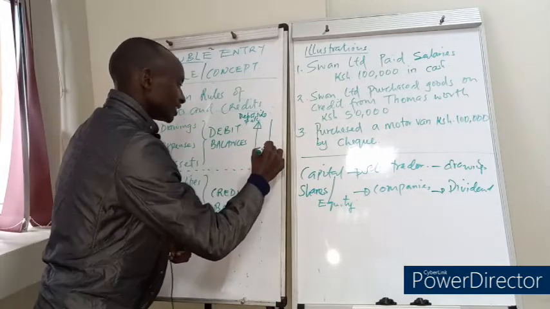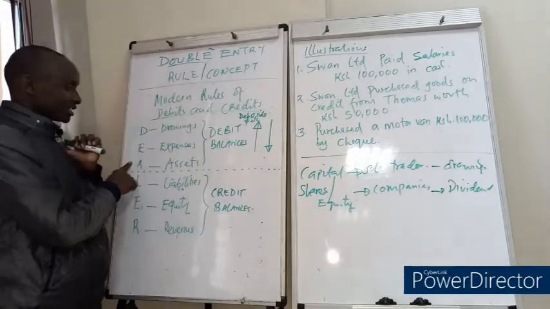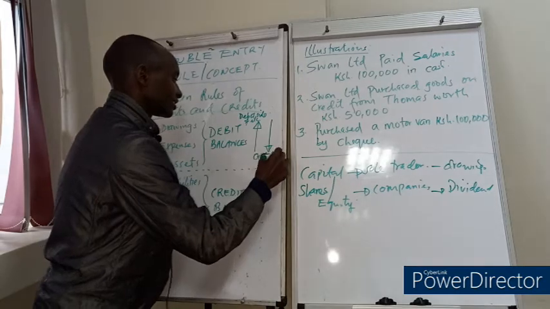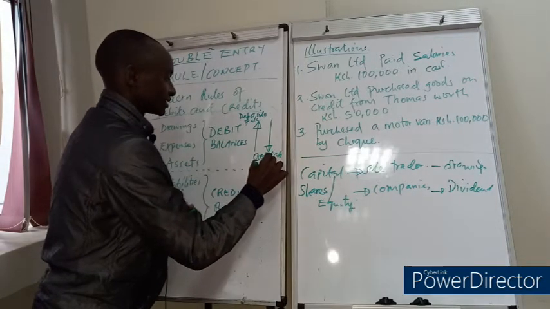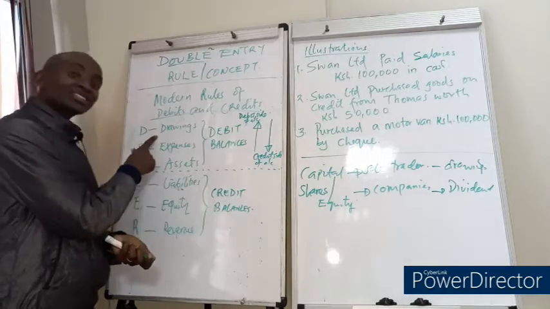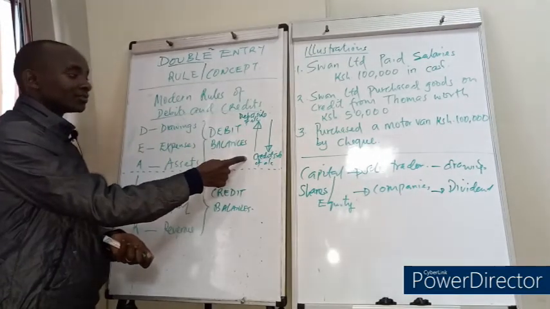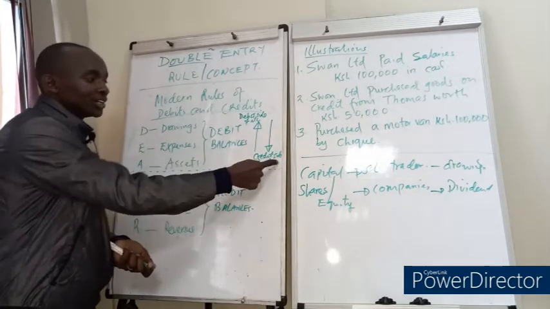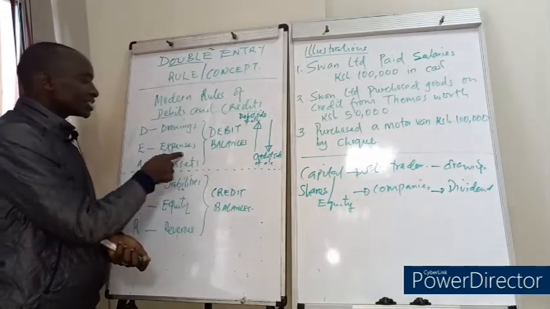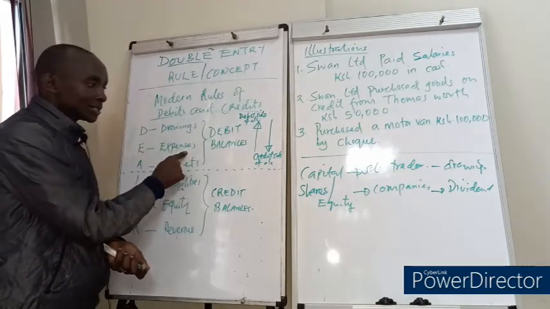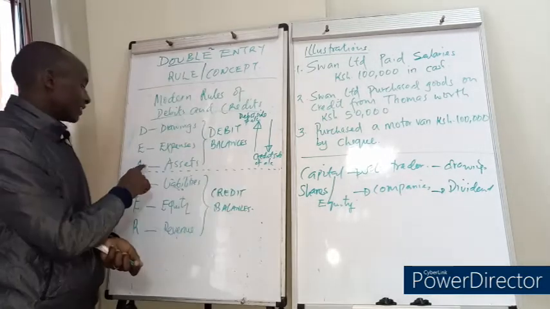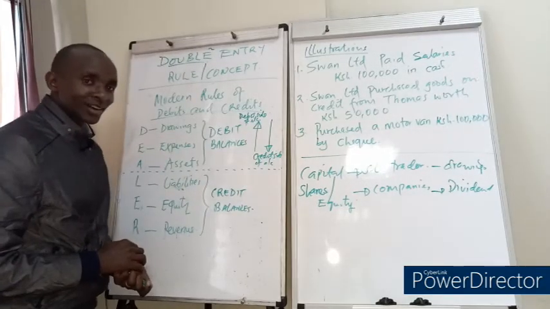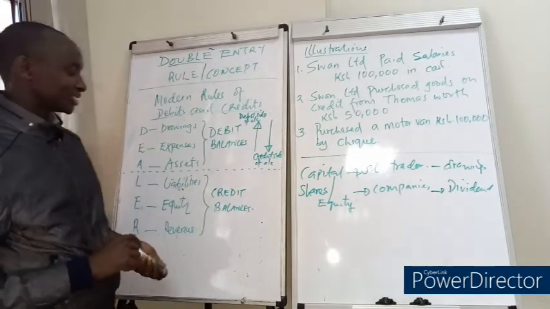And if you want to decrease any item here, you do it on the credit side of the account. Drawings have got debit balances, so if you want to decrease drawings, you decrease on the credit side. Expenses have got debit balances; if you want to decrease expenses, you decrease on the credit side. Assets have got debit balances; if you want to decrease the assets, you do it on the credit side. Very, very important.